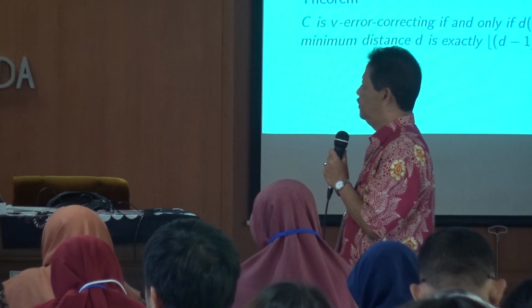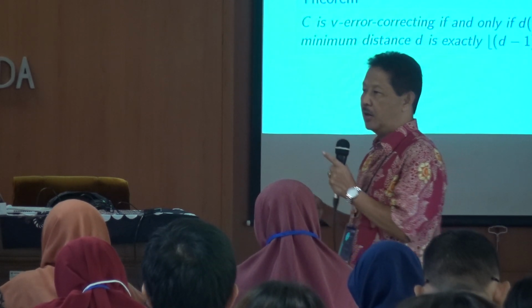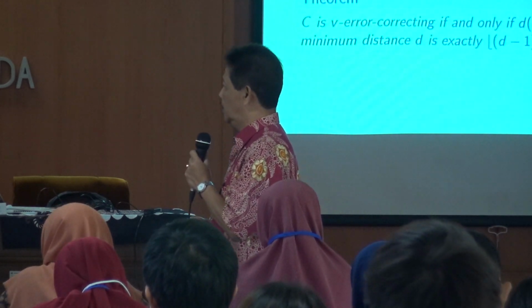A code of minimum distance d is exactly the floor of (d minus 1) over 2 error correcting.